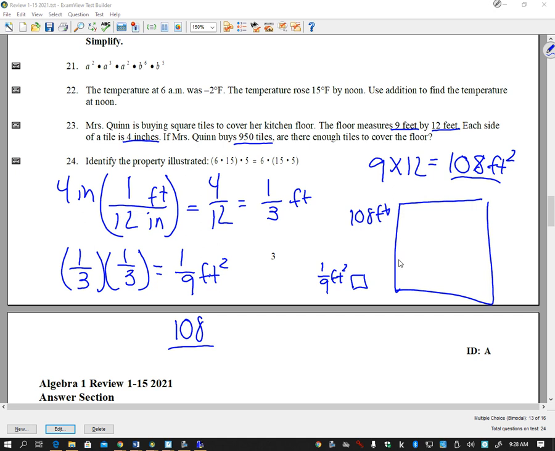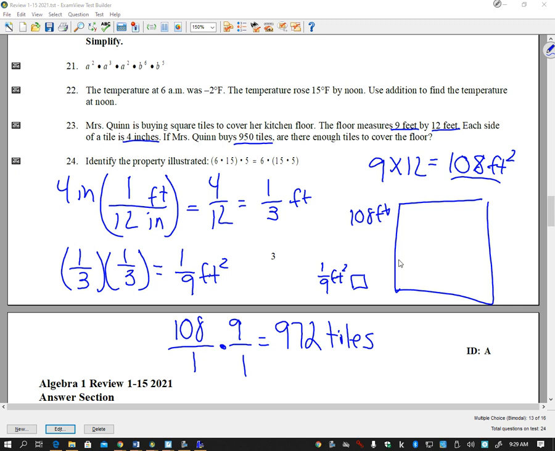No. I can't divide by a fraction, but I can use the reciprocal. What's the reciprocal of 1/9? Okay, so I can't divide 108 by 1/9, but I can multiply it by 9/1. What's 108 times 9? 972. Okay, 972 tiles is how many it's going to take, right? She bought 950 tiles. Is that going to be enough to cover the floor?